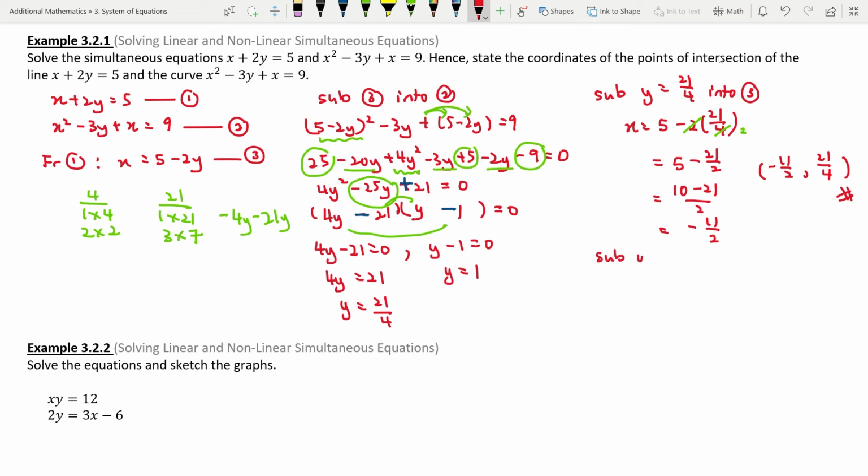Then we substitute y = 1 into equation 3. x = 5 − 2 times 1. We get 3. The second coordinates of point of intersection is (3, 1).